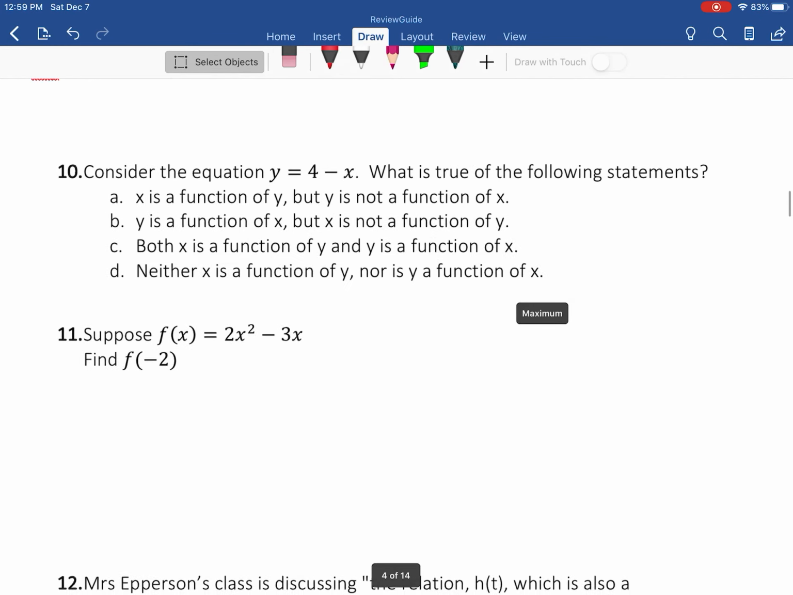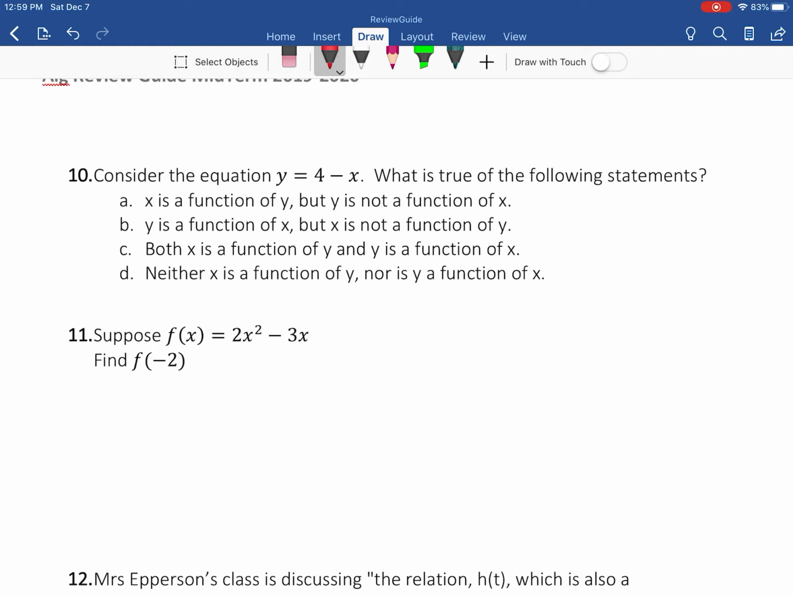All right, so on question number 10, we're going to consider the equation y is equal to 4 minus x, and what is true about the following statements. All of your results on these questions are asking whether or not it's a function and how that function is talked about. The first one, A, says x is a function of y, but y is not a function of x. This is not true. This means that x would be dependent on the value of y, and that is definitely not true.